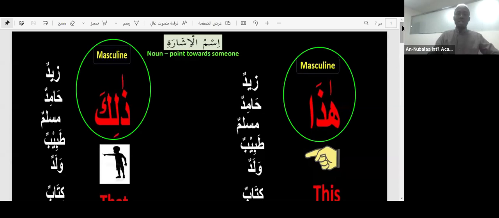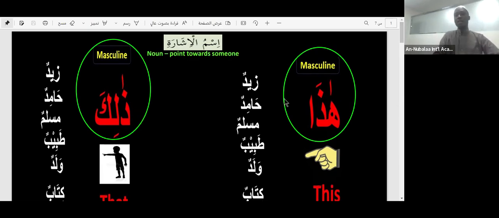Today, inshallah ta'ala, we are learning Ism al-Ishara. Even though we have been learning Asma al-Ishara before, we have learned Hada, which means this. We have learned Dhalika, which means that. But these two are used to point towards masculine. So hada, this, and dhalika, that, are for masculine.